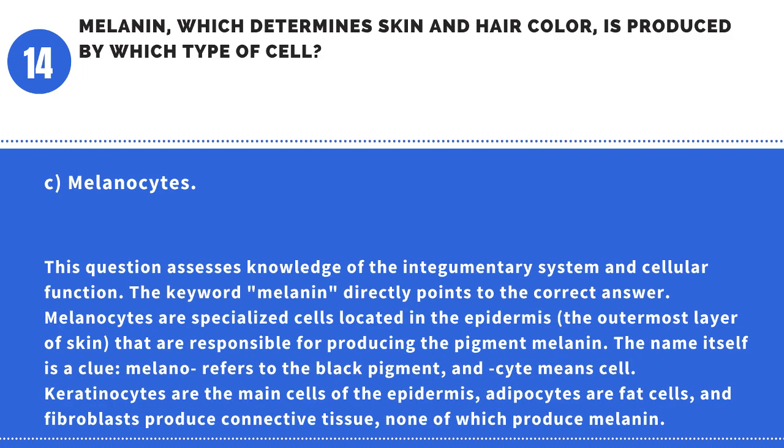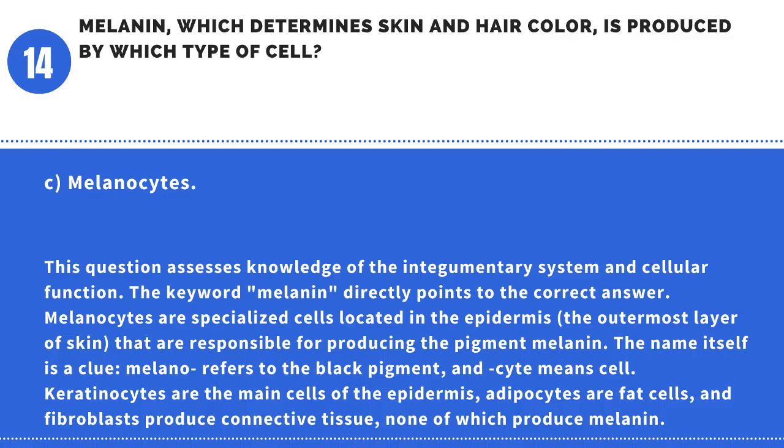Answer: C. Melanocytes. This question assesses knowledge of the integumentary system and cellular function. The keyword melanin directly points to the correct answer. Melanocytes are specialized cells located in the epidermis, the outermost layer of skin, that are responsible for producing the pigment melanin. The name itself is a clue. Melano refers to the black pigment, and cyte means cell. Keratinocytes are the main cells of the epidermis, adipocytes are fat cells, and fibroblasts produce connective tissue, none of which produce melanin.